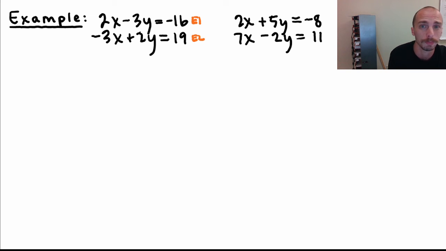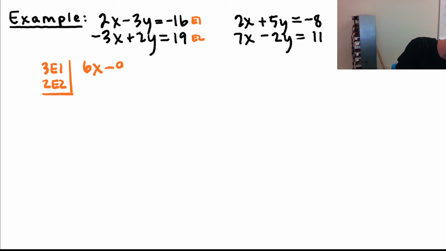If you aren't seeing it, just multiply the first equation by the second number and the second equation by the first number, if you see what I'm saying. It's 2 and the negative 3. So I'm going to multiply equation 1 by 3 and equation 2 by 2. I'm going to add them together. So 3 of equation 1 is going to be 6x minus 9y equals negative 48. And then 2 of equation 2 is negative 6x plus 4y equaling 38.